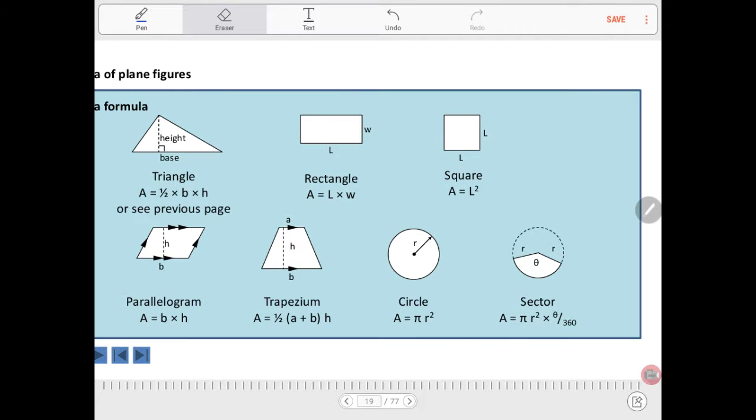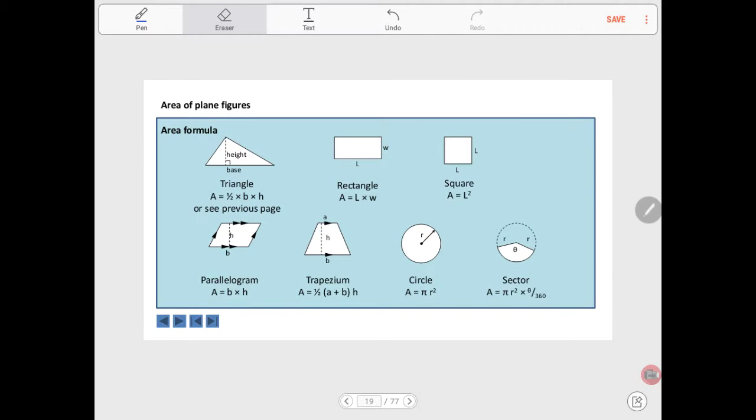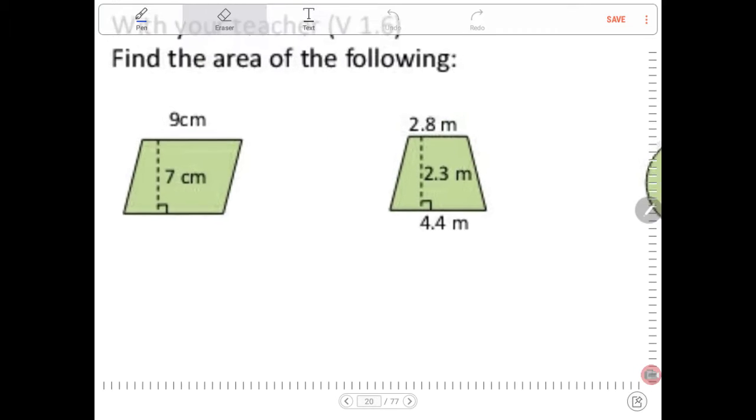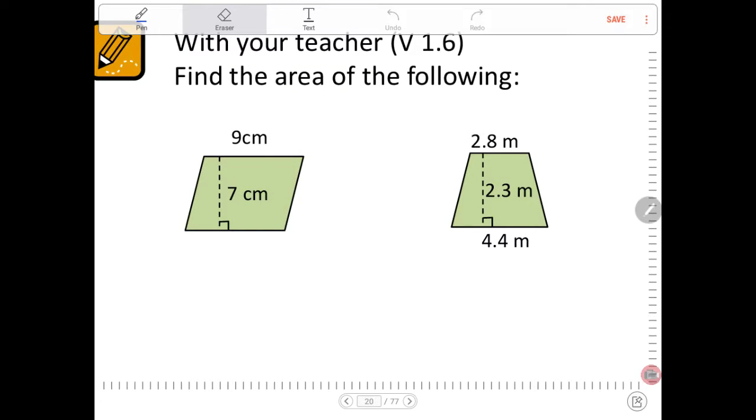So rectangles, squares, parallelograms, a trapezium, circles, and sector. A lot of these will be really familiar to you guys, especially rectangles and squares. You'll have seen circles and know that the area of a circle is pi times the radius squared, and so forth. So we're going to try these examples here. And the first one is a parallelogram.